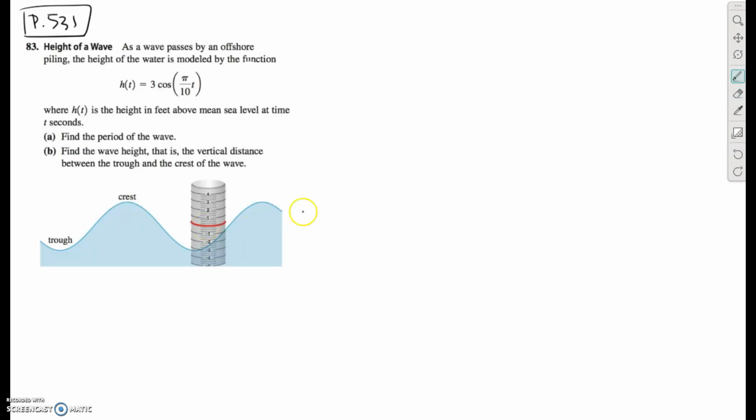So this is a wave passing by here every few seconds or fractions of a second, I don't know. Find the period of the wave. Well, the period is 2 pi over b. In this case, that is 2 pi over pi over 10, which is 2 pi over 1 times 10 over pi is 20.